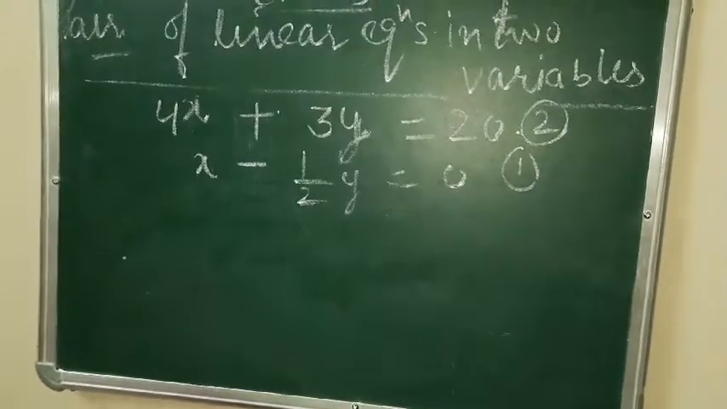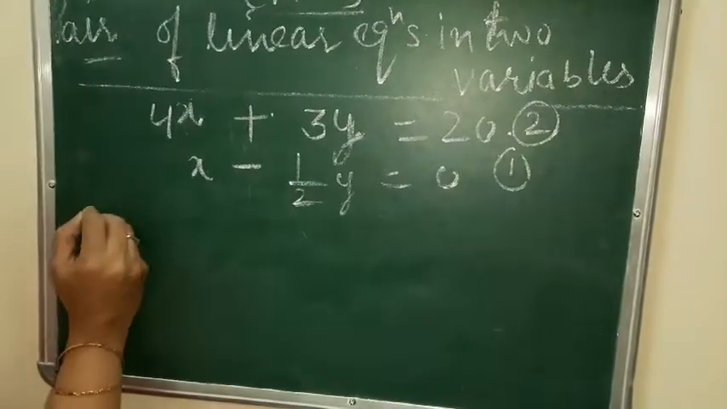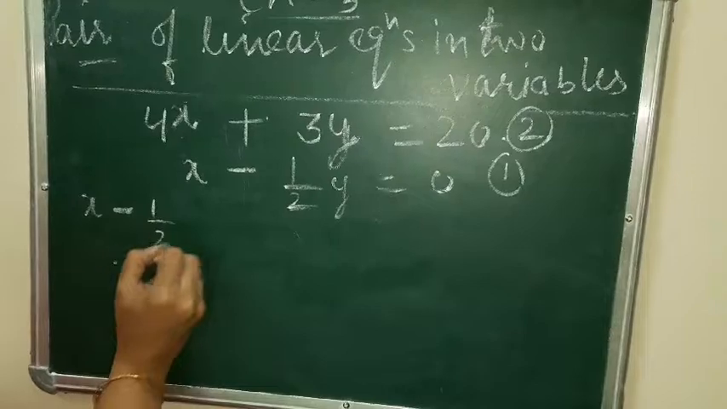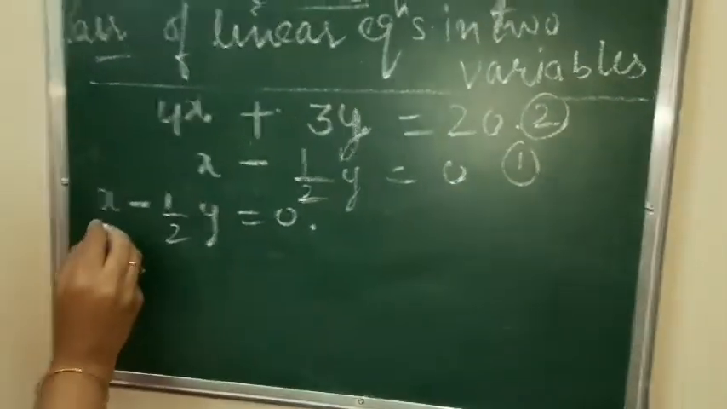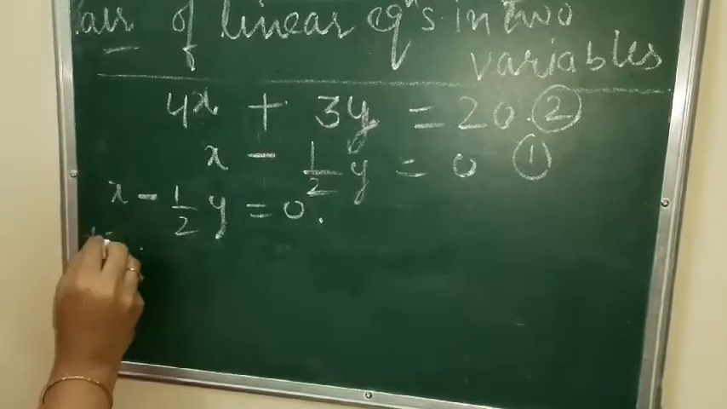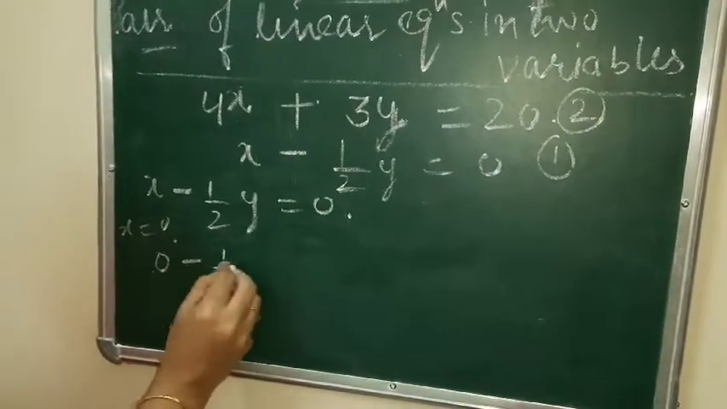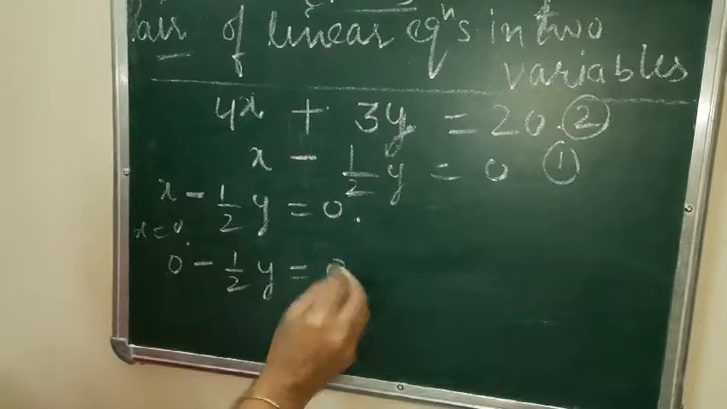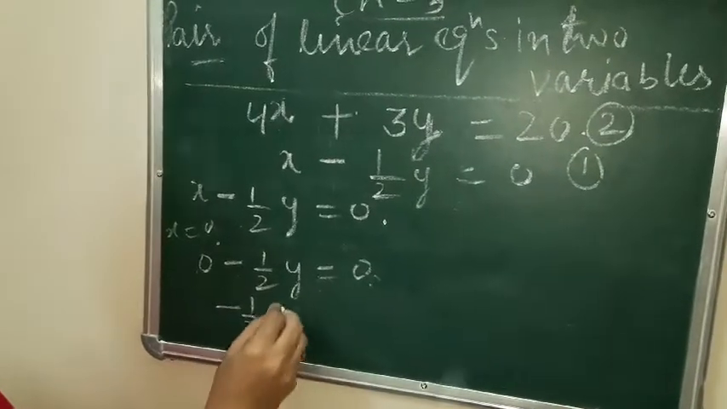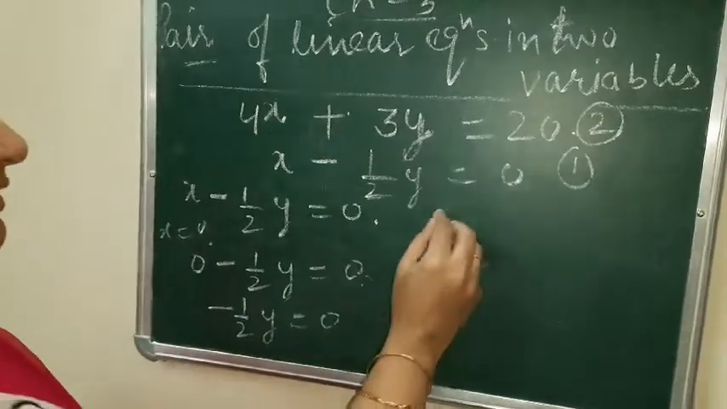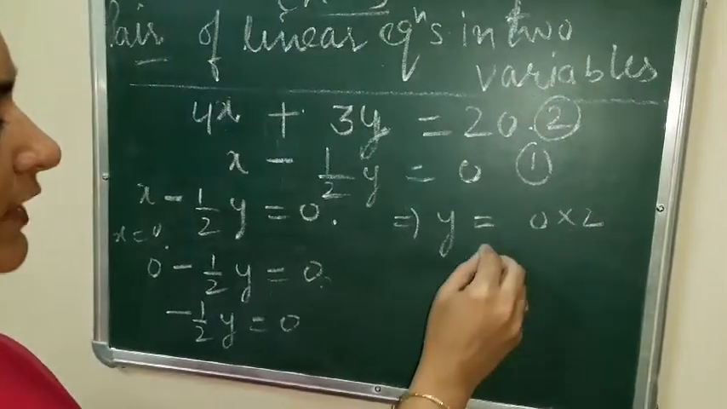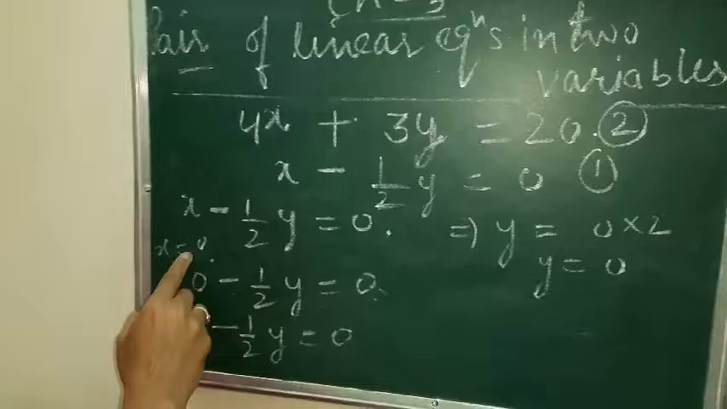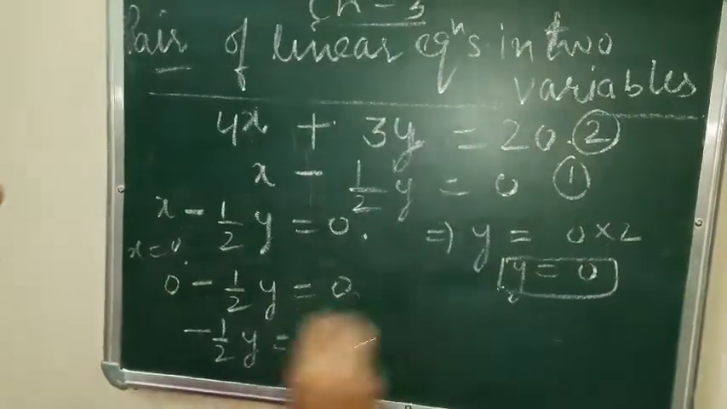We will be finding solutions for both the equations. So first I am taking the first one, x minus half y is equal to 0. If I take x as 0, it would be 0 minus half y equal to 0. Minus half y is equal to 0, so this implies y is equal to 0 into 2, which is 0. So when x is 0, y is 0. This is my first solution.